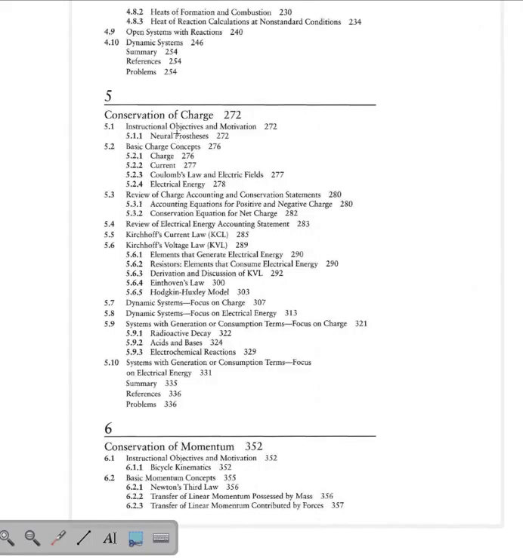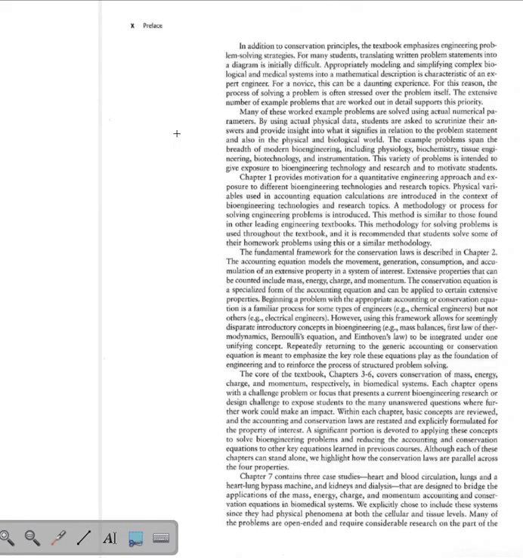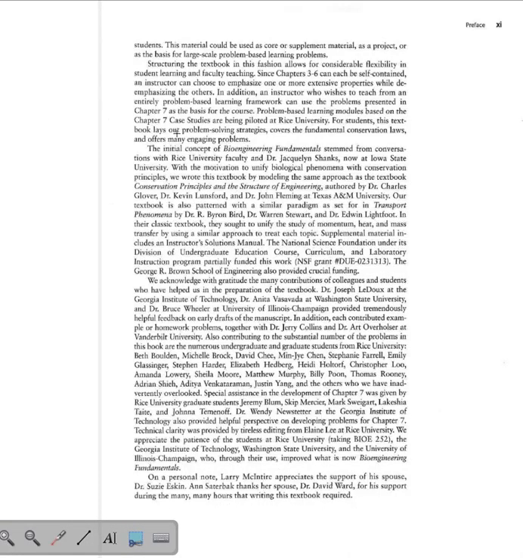Flipping through here to the front matter of the book, I thought you'd be kind of interested to know that the author actually thanked me for helping contribute to this book. And there's a couple other Georgia Tech folks in here. Dr. John Timinoff and Dr. Wendy Newstetter are also Georgia Tech. That's kind of cool.